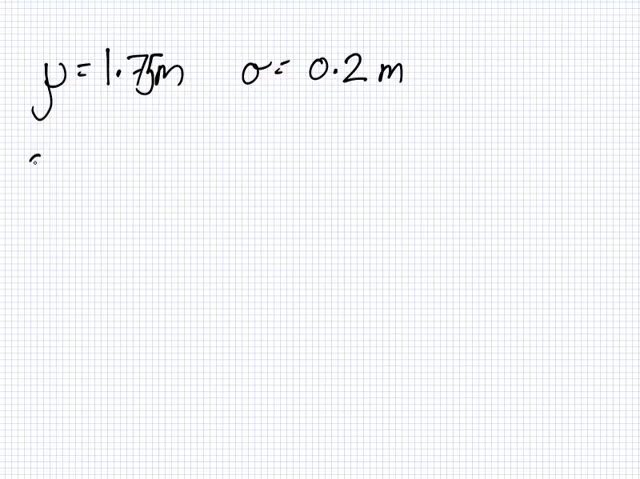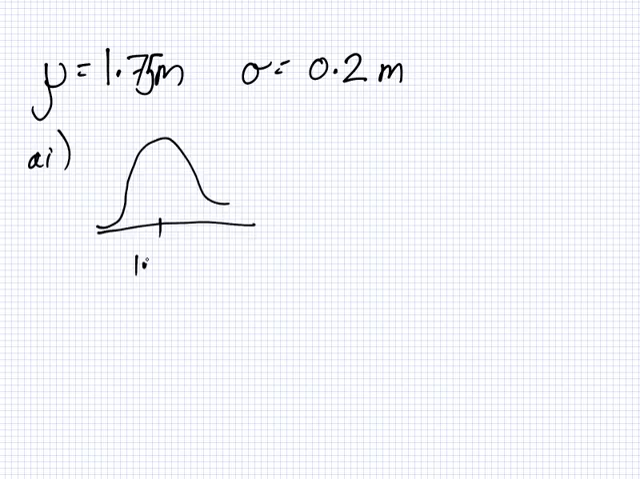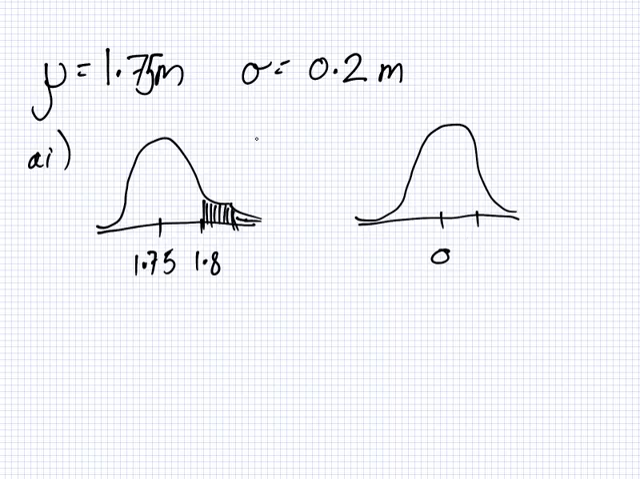So the first one, more than 1.8. There's the average 1.75, and we want more than 1.8. So we can do our Z transform. This will be 0, and this one here will be 1.8 minus 1.75 over 0.2. So what's that? 0.25. Oh, it's a quarter, yeah. 0.25.